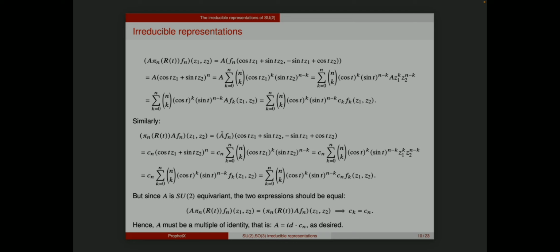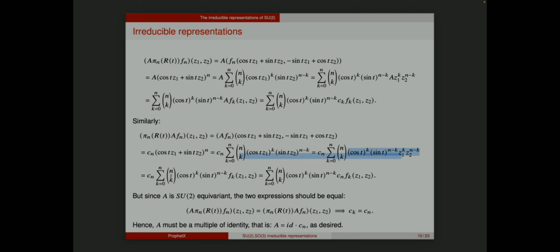So here I just use the definition of representation. Here I use what it means for F_n to be a basis, I mean, how F_n looks like. And here I just use Newton's binomial formula. And here I basically just regroup the terms.